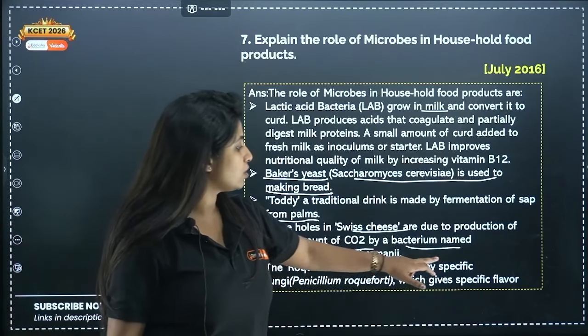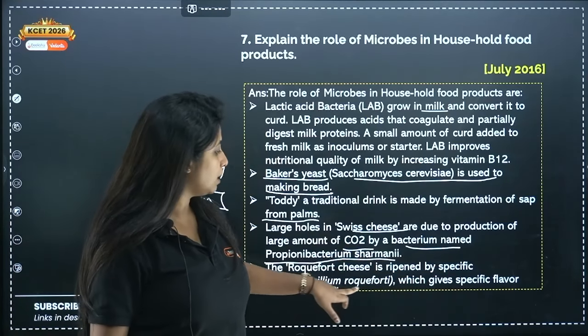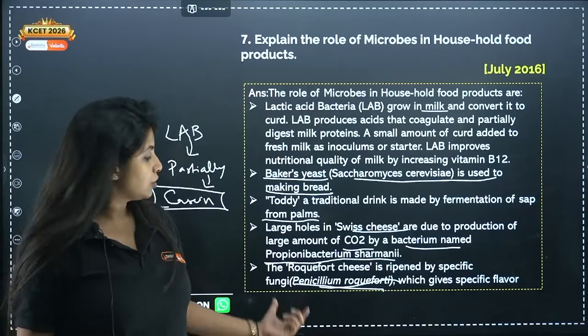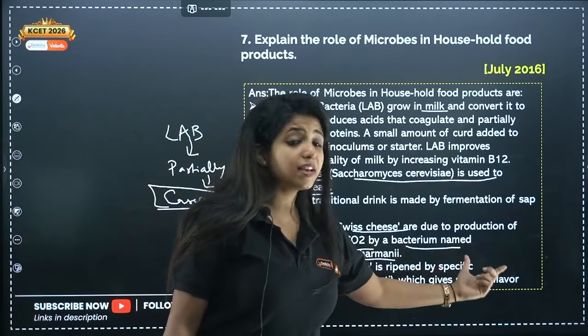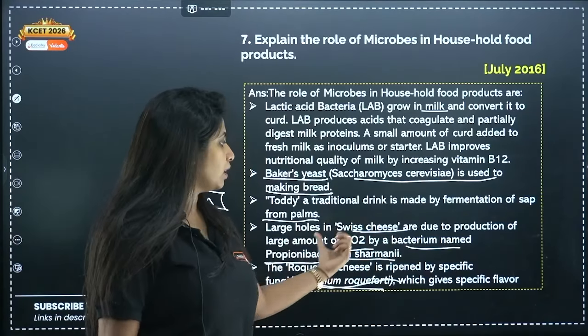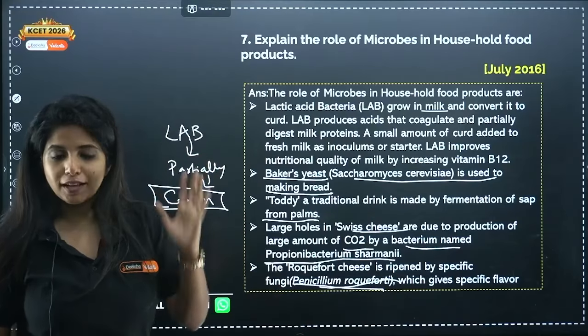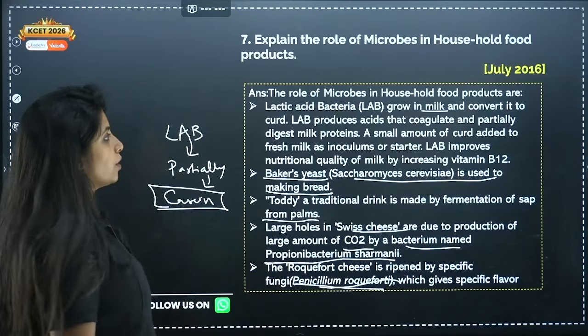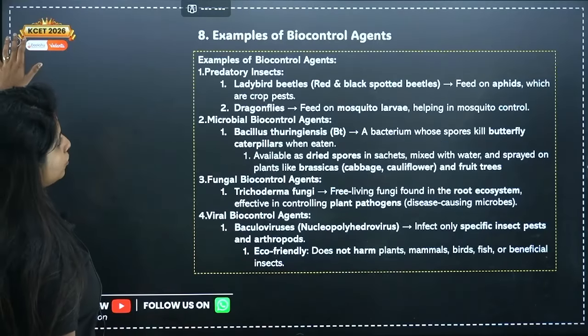And the Roquefort cheese is ripened by specific fungi, that is Penicillium roqueforti. The NCERT name is not given, so you need not study it. Just know it's a fungi which gives specific flavor. The Roquefort cheese is ripened by specific fungi which gives specific flavor. That's all. So these are the examples of microbes in household food products.